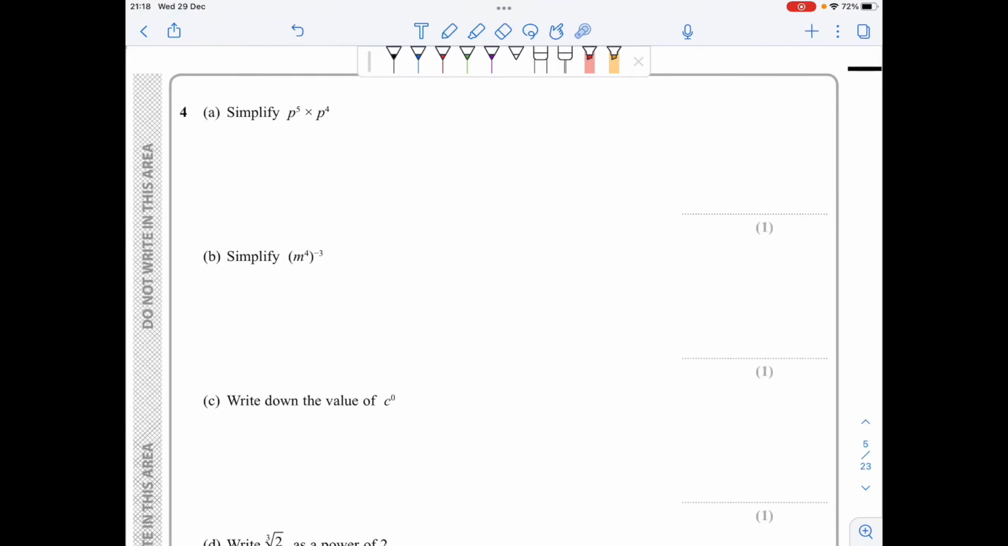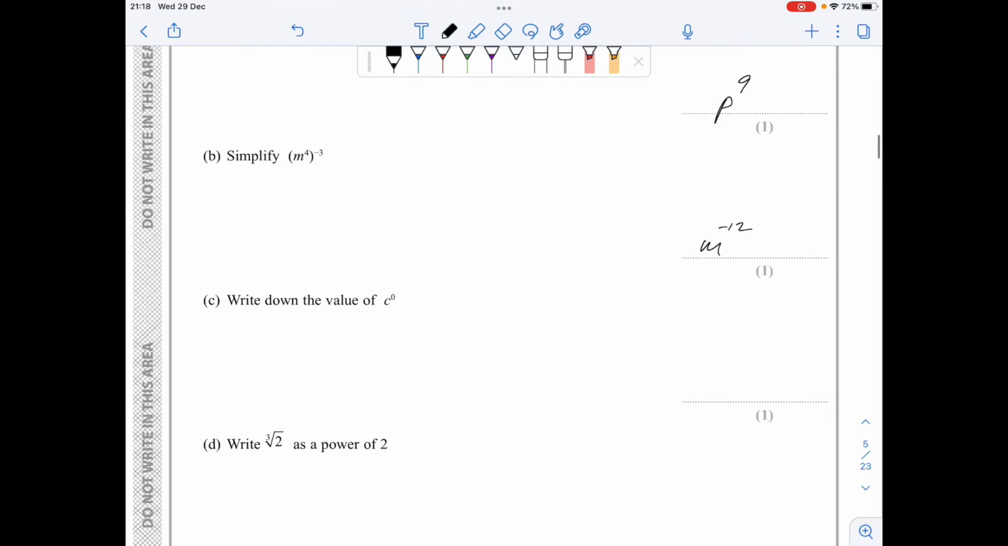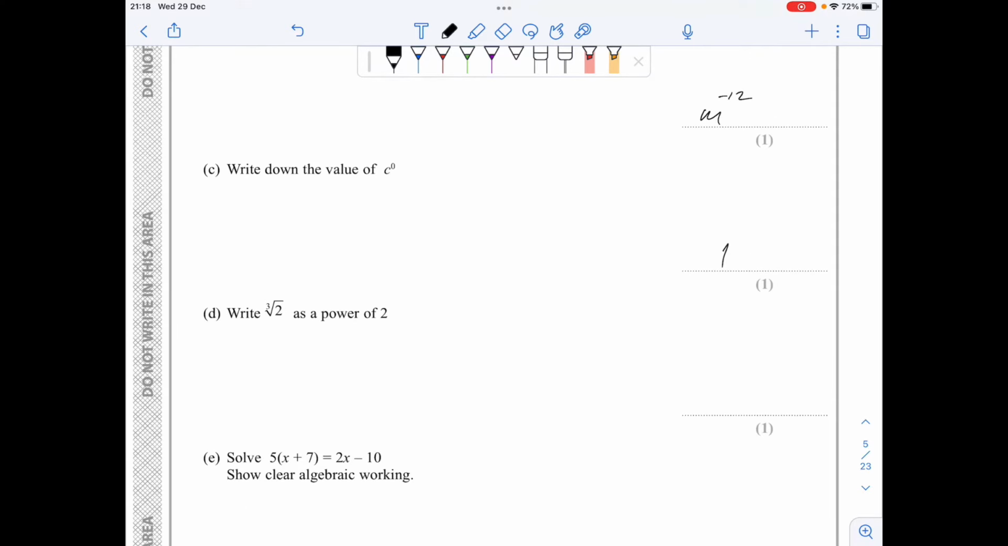In part A, since you have multiplication, you should add the two powers. So the answer will be p to the power of 9. In the second one, I have a power to a new power, so I multiply the two powers. So it's going to be m to the power of minus 12. Part C, anything to the power of 0 is always 1. In part D, the cube root of something is that something to the power of 1 over 3.